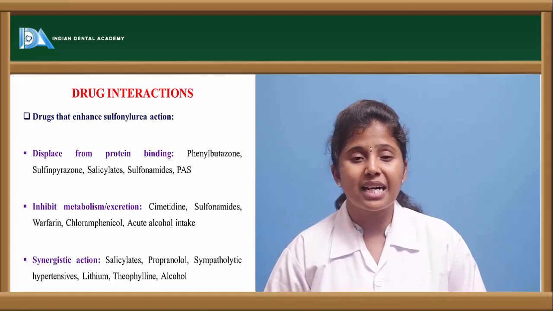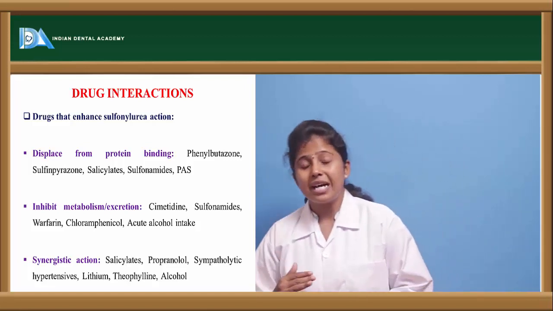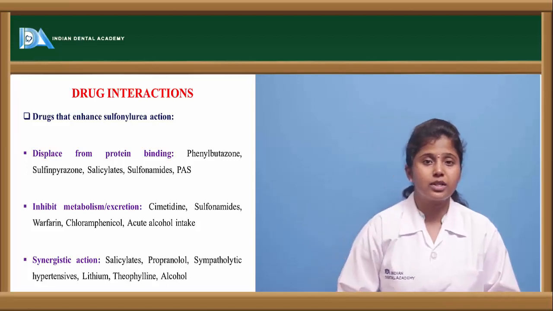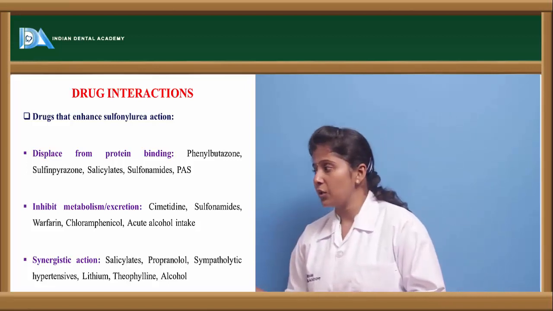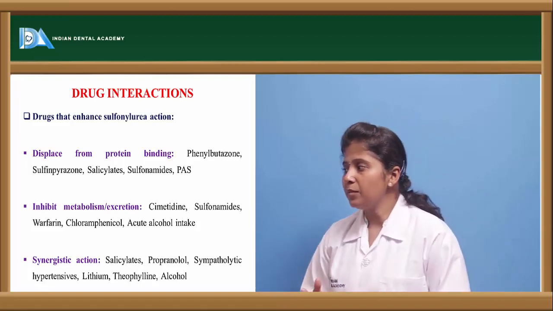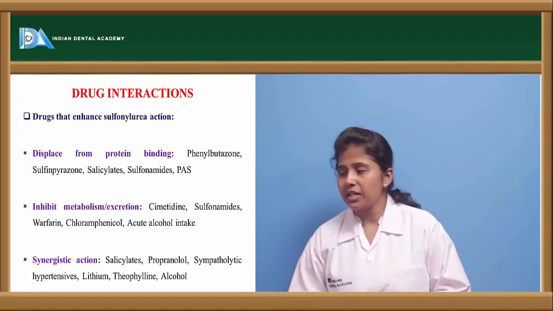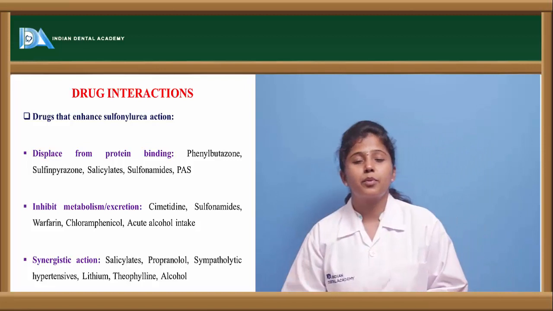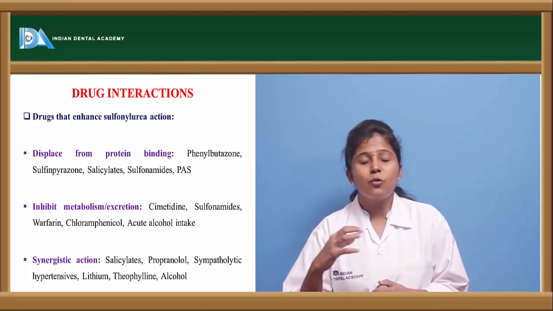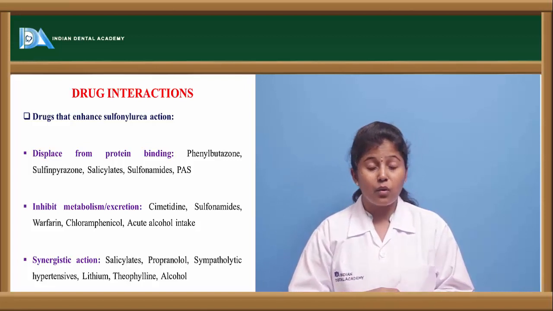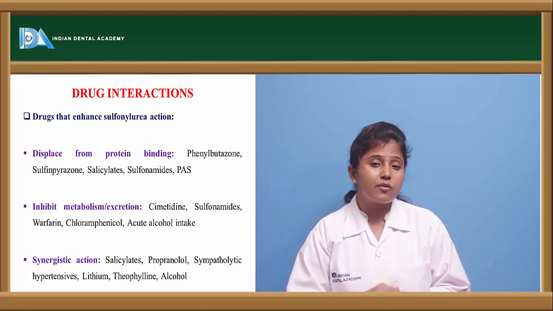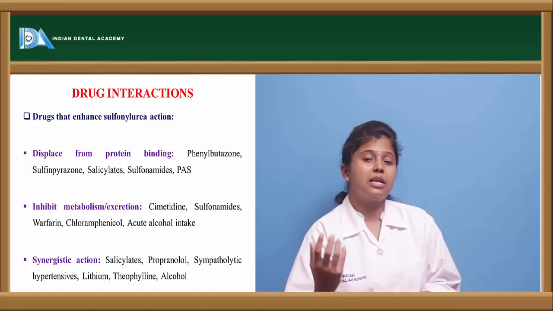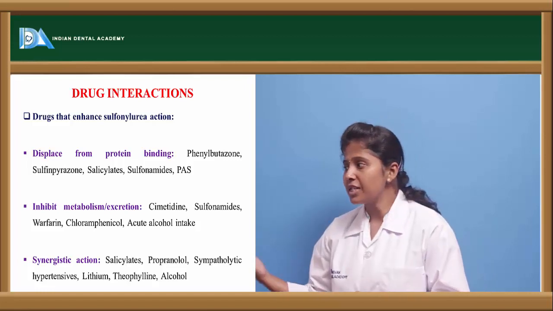These sulfonylureas have various drug interactions. There are a few drugs which enhance the action of sulfonylureas, and a few which inhibit it. The drugs which enhance the action are phenylbutazone, sulfinpyrazone, salicylate, sulfonamides, and para-aminosalicylic acid. These drugs displace sulfonylureas from protein binding. As sulfonylureas are 90% plasma bound, these drugs don't allow them to bind to plasma proteins, so they are available in the systemic circulation and their action is enhanced.